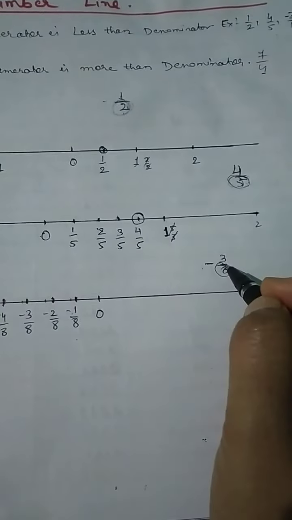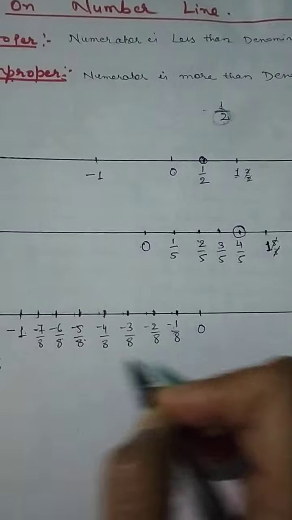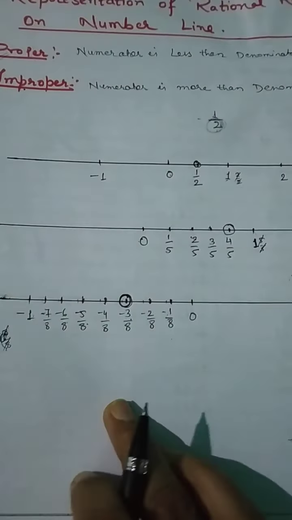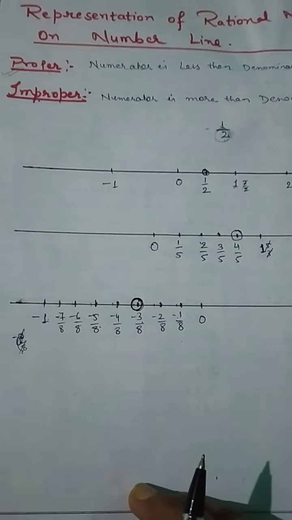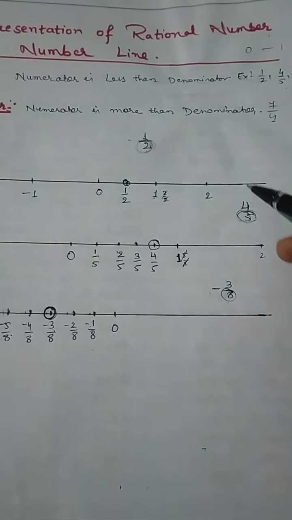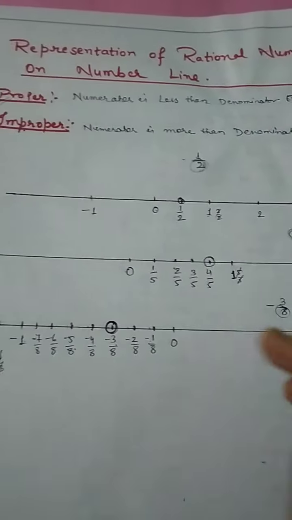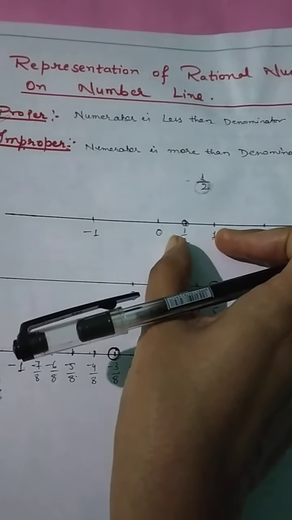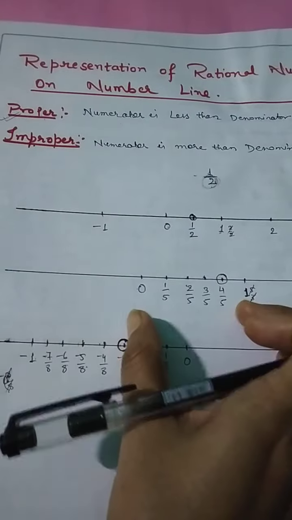Okay. Now we have to plot minus 3 by 8. Where is minus 3 by 8? Here is minus 3 by 8. So this is our point. Got it? So these all were proper rational numbers. So all the values lie between 0 and 1. You can see I have taken between 0 and 1 only.